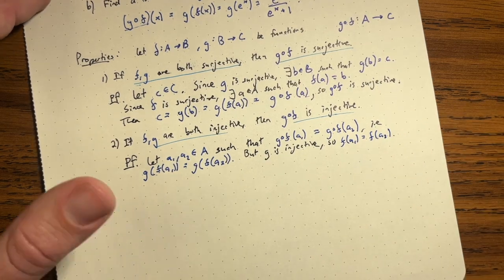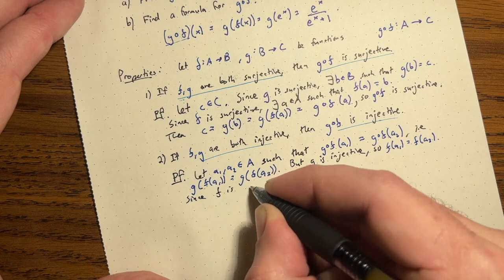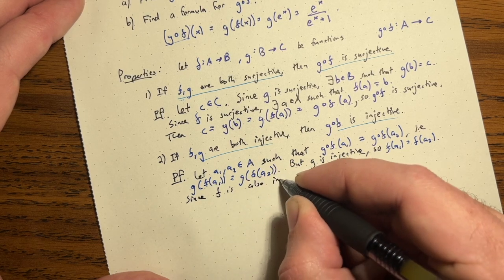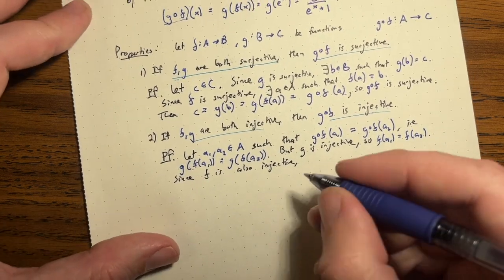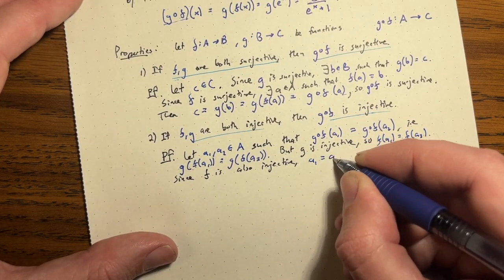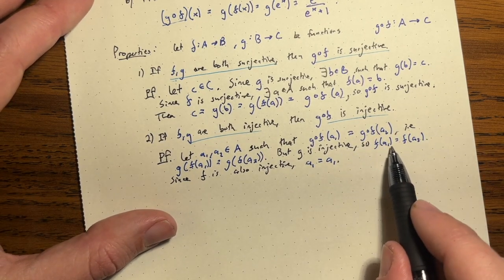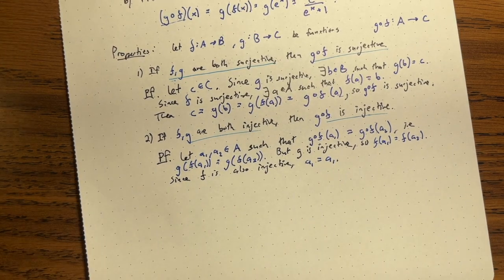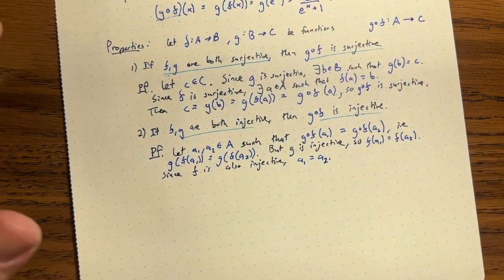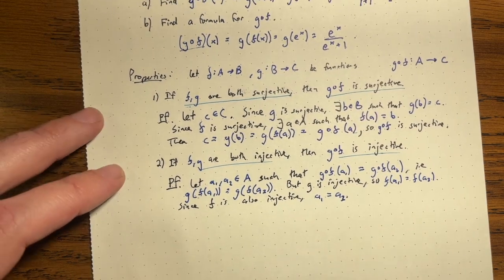But now F is injective. Since F is injective, A1 equals A2. We're done. Right? F is injective, and so F of A1 equals F of A2 implies A1 equals A2 by definition of injective. Okay. So that completes that proof.